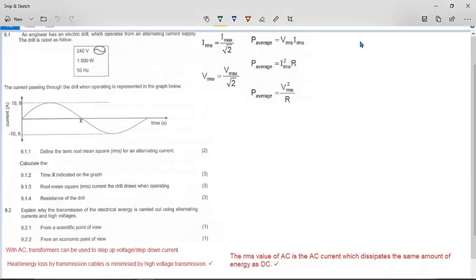Okay, this is the Limpopo Physics Paper 1 trial exam from 2021. It's question 9 on electrodynamics. It says an engineer has an electrical drill which operates from an alternating current supply. The drill is rated as follows: 240 volts, that little symbol in the box is the AC symbol, 1800 watts and 50 hertz. It says the current passing through the drill when operating is represented in the graph below.